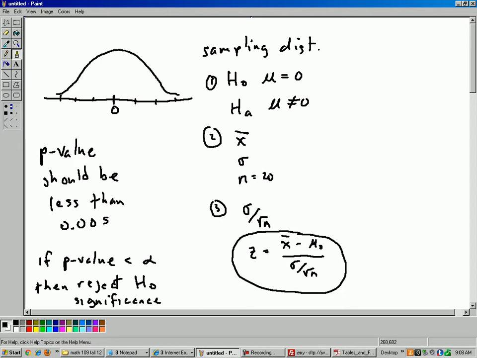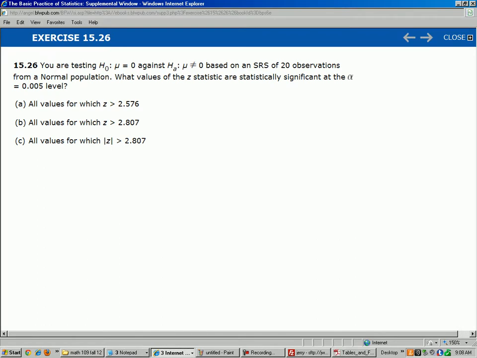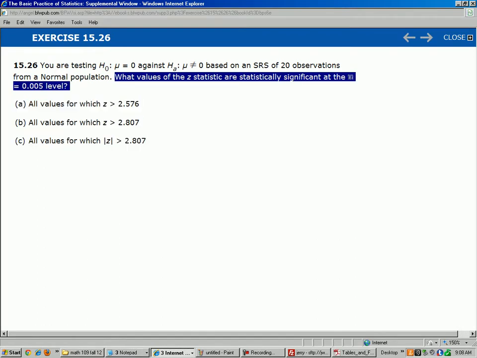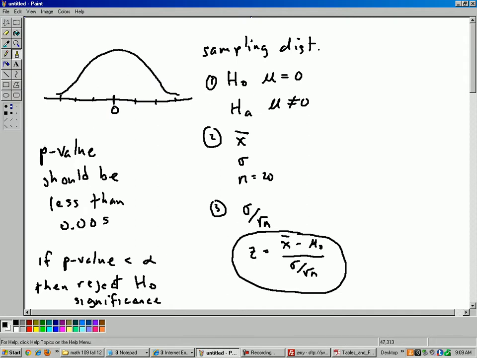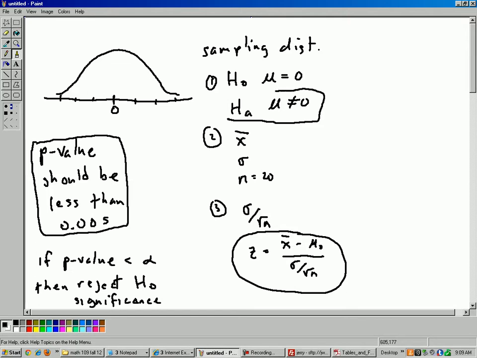So we can rephrase this question. Instead of saying what values of the z statistic are statistically significant at the alpha equals 0.005 level, it's exactly the same as asking what z-score would give you a p-value less than 0.005. Now we have one extra little complication: we've got ourselves a two-tailed test. So remember, you take that p-value and multiply by 2 for the final p-value. Going back to our picture of a normal curve, it means that this area up here plus this area down here should be less than 0.005. So let's just pretend for a minute that the p-value is exactly 0.005.